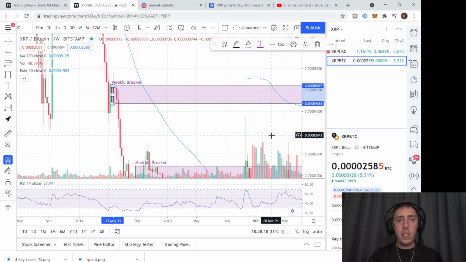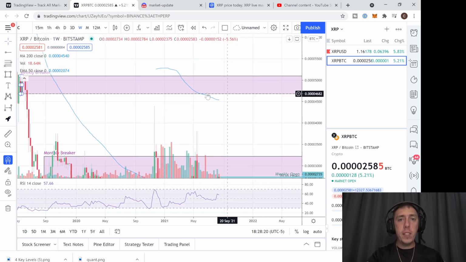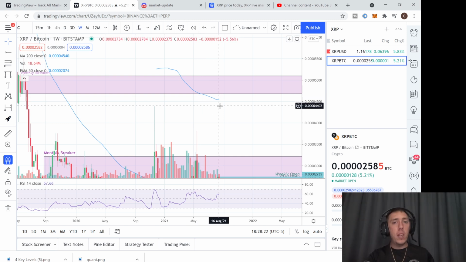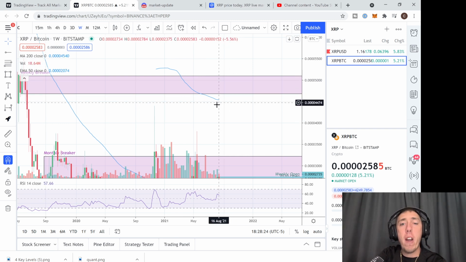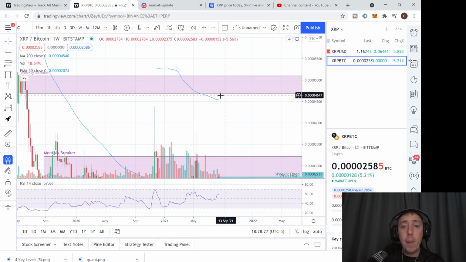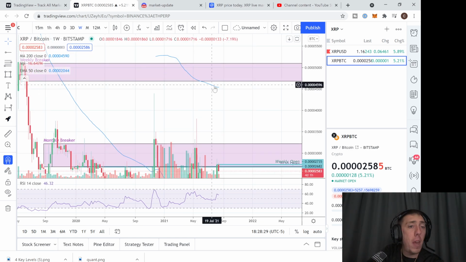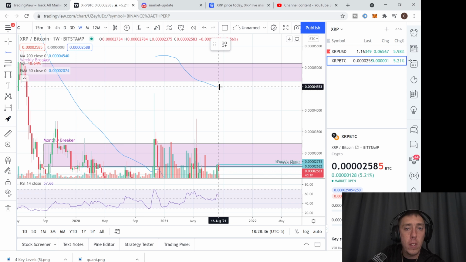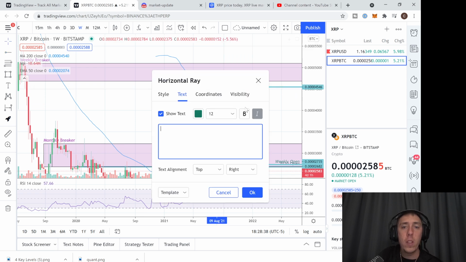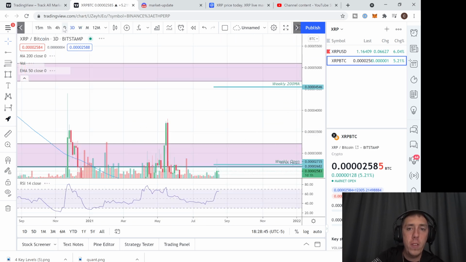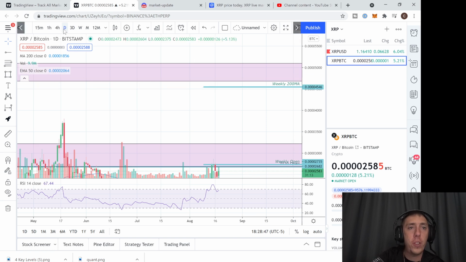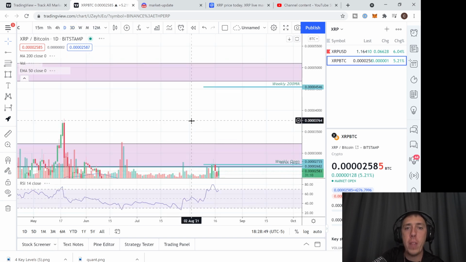All right. And this is something you need to make sure you're aware of. This is the weekly 200 moving average on the Bitcoin pairing. So if the price gets up to this level, you would expect it to be a major level of contention. So I'm going to go ahead and annotate here: weekly 200 moving average. Just so no matter what chart I'm on, it's always clear where the weekly 200 moving average is at. I hope that makes sense.